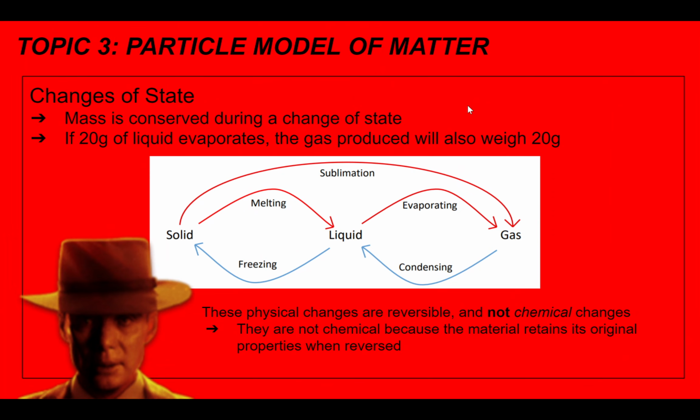Mass is conserved during a change of state. If 20 grams of liquid evaporates, the gas produced will also weigh 20 grams. So here is the little chart for it. A solid to a gas is called sublimation. A solid to a liquid is melting, and then a liquid to a gas is evaporating. So these are kind of basic. I think most people know, this is just common knowledge. A gas to a liquid is called condensing, and then a liquid to a solid is called freezing, and there's no real jump from gas to solid.